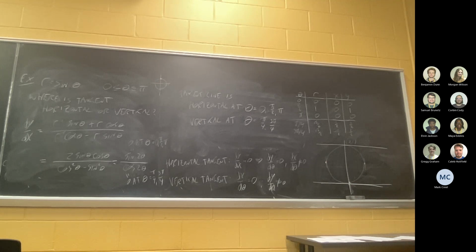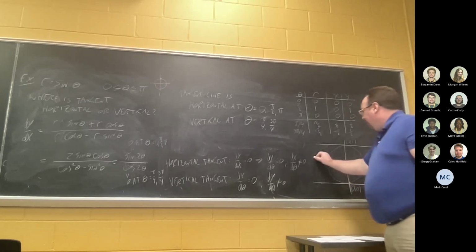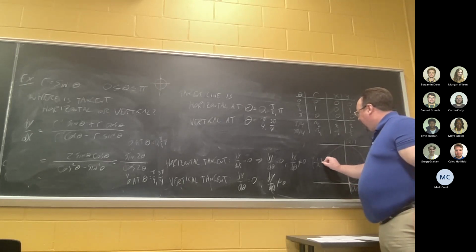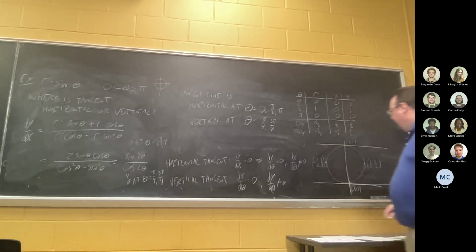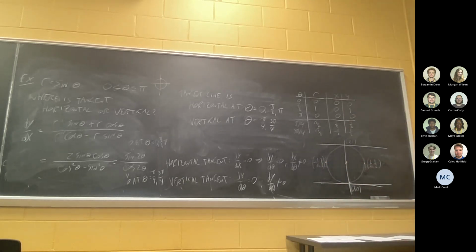Here we have the origin, and 1/2, 1/2. It's a circle of radius 1/2, center X is 0, Y is 1/2. Okay, any questions about finding horizontal and vertical tangents?